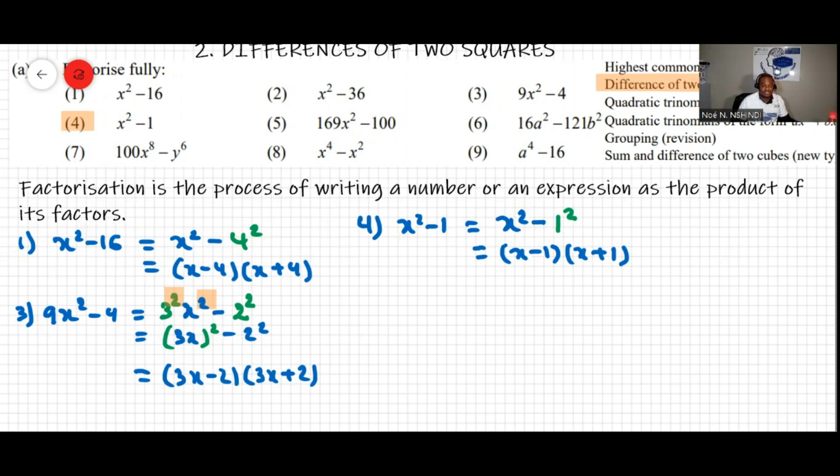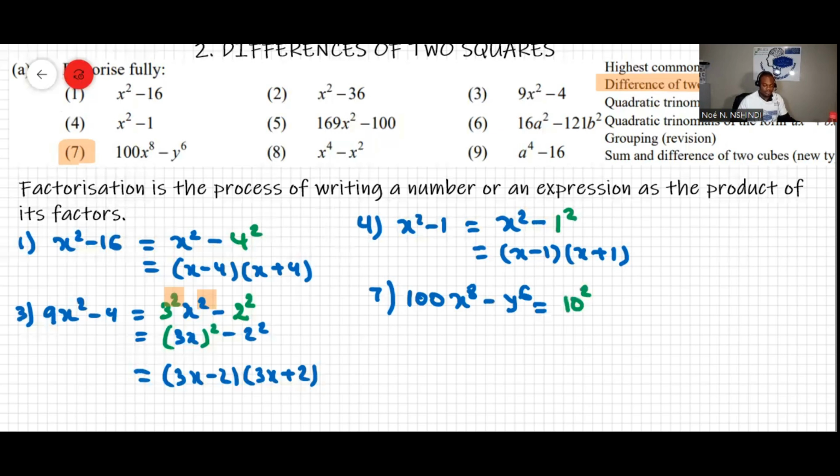Now let us do question 7. Now we're doing question 7 here. That is 100x to the power of 8 minus y to the power of 6. We can see that 100 is a square number. I can write it as the square of 10, so it's the same thing to say 10 to the power of 2.